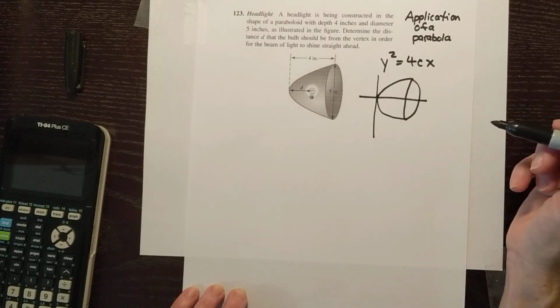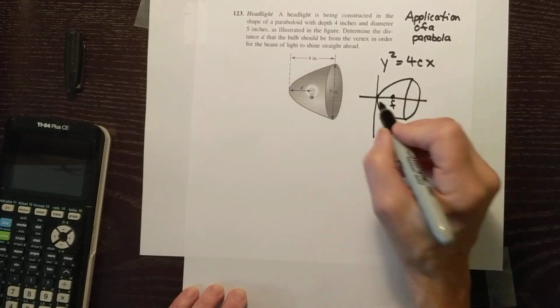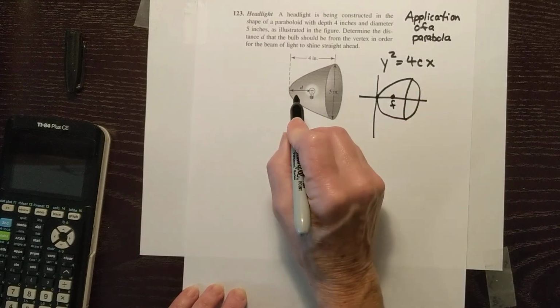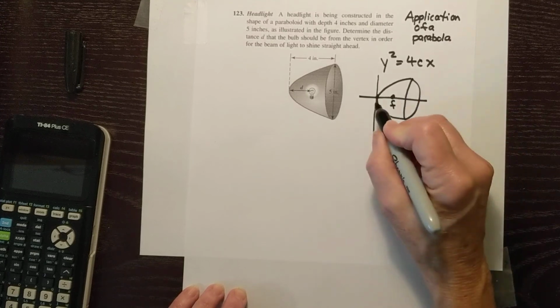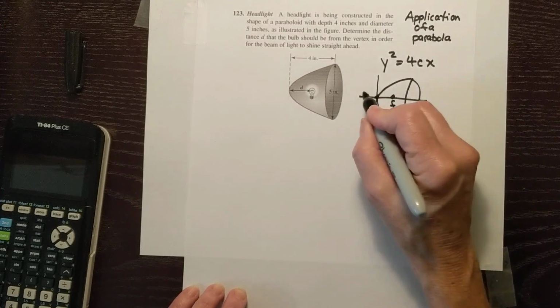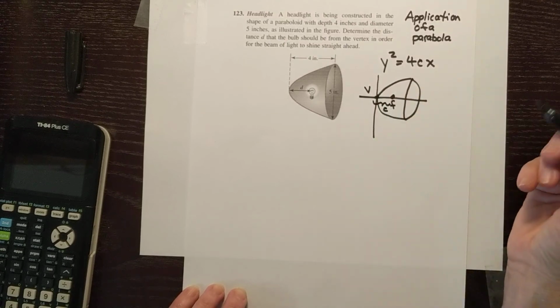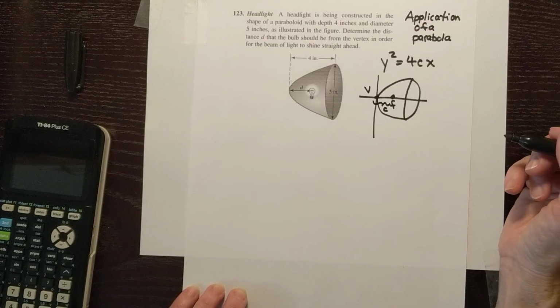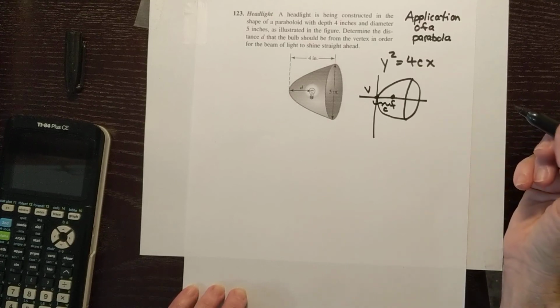Where will they place the bulb in order for everything to shine straight ahead? That will be at the focus. So when they ask what is d, in our language that is c. What is c? c is always the distance from the vertex to the focus. Or if it were an ellipse, it's the distance from the center to the foci. That's what c is. And the same for a hyperbola.